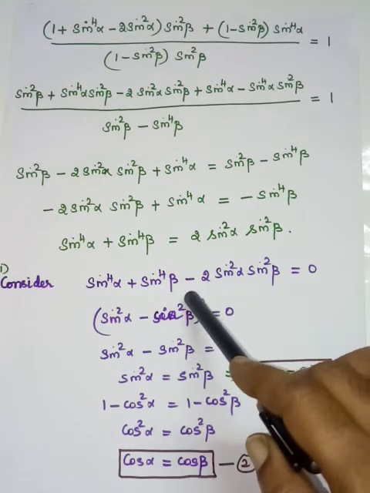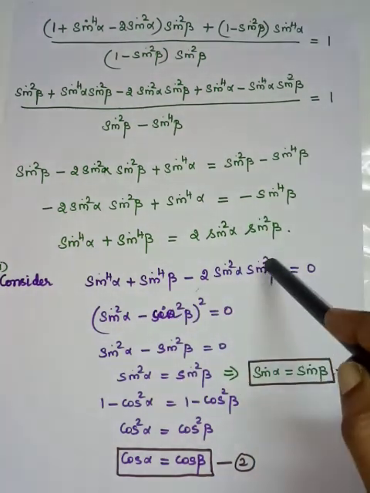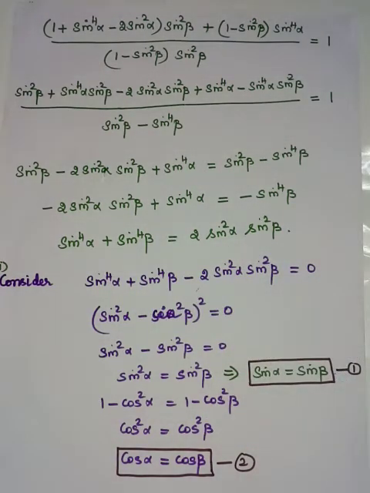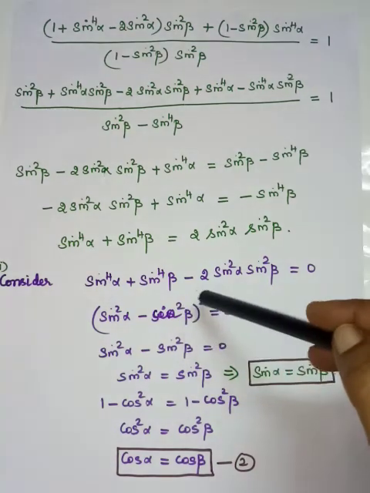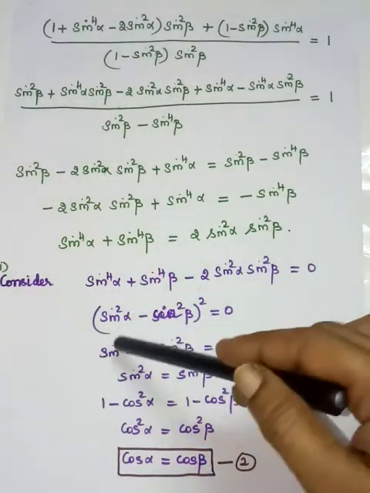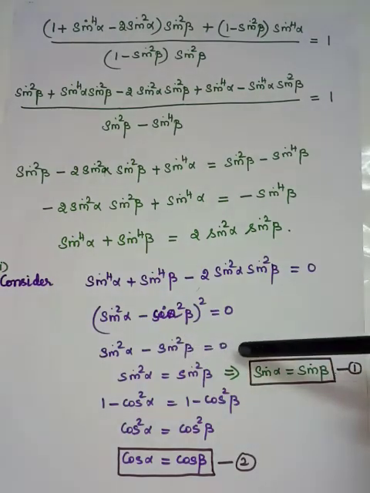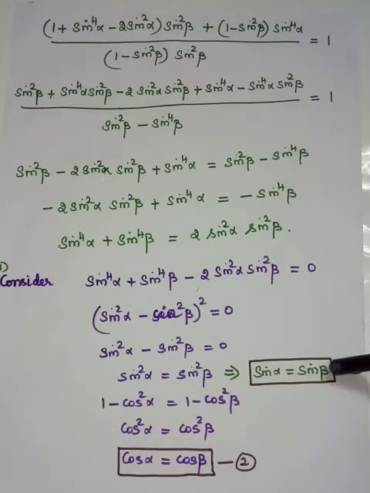So take that result and arrange it. Sin power 4 alpha plus sin power 4 beta minus 2 sin squared alpha sin squared beta is equal to 0. It is in the form of a minus b the whole square. So what is a? It is sin squared alpha minus sin squared beta the whole square, equal to 0. Okay. So the square of the term is equal to 0 means sin squared alpha minus sin squared beta is equal to 0. So sin squared alpha is equal to sin squared beta, which implies sin alpha is equal to sin beta. You call that result as 1.